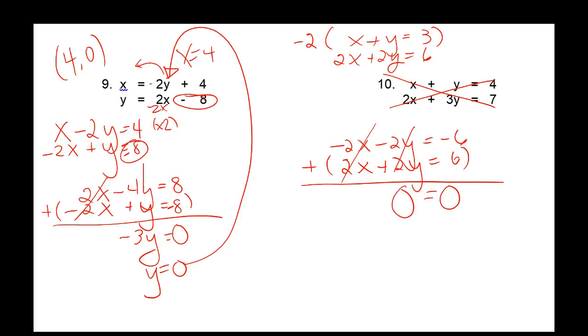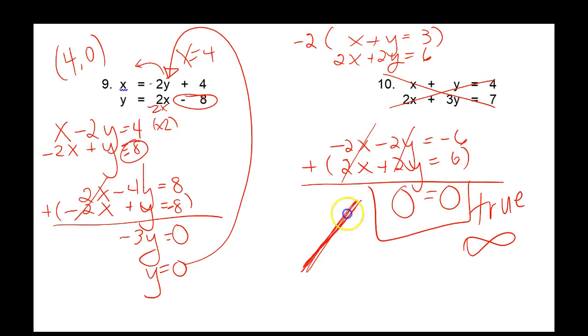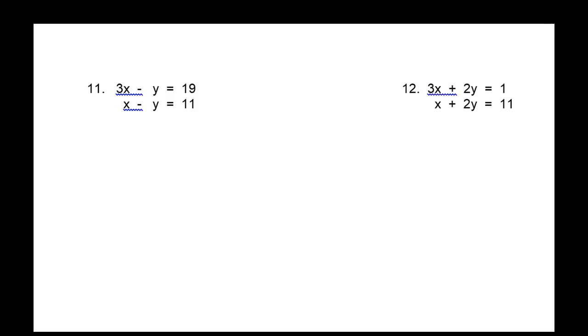Uh-oh. Is this a true statement? Yes, 0 equals 0. If this is a true statement, that means there's an infinite number of solutions, and these are exactly the same line. So if you get a true statement, they are exactly the same line. If instead you get something that is not a true statement, that means no solution. Let me show you one of those.